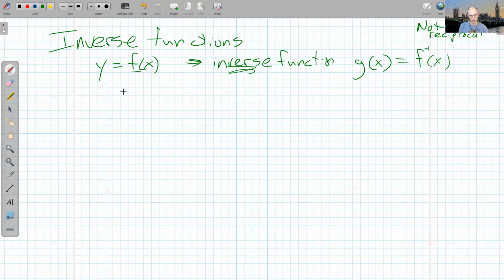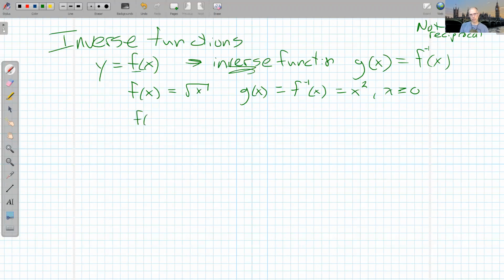So some examples of inverse functions: if f of x is equal to, say, the square root of x, then the inverse function would be x squared, but only for x values that are greater than or equal to 0. So sometimes you have to adjust the domain of one or the other function. And it goes the other way around too.